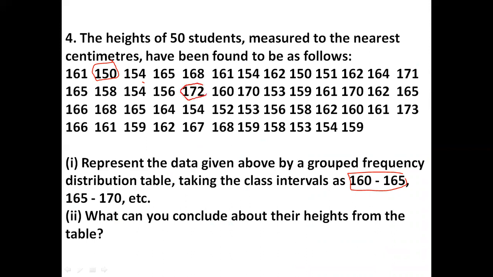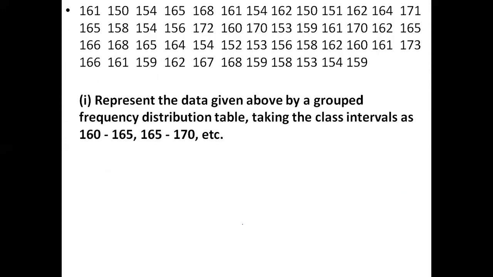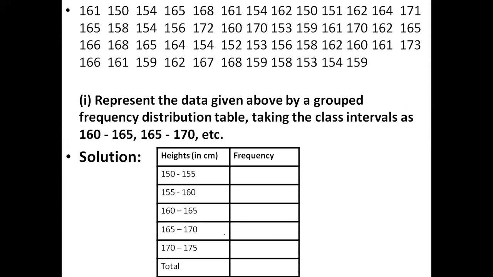So the class size has to be 5. So the final value has to be 175 because we are increasing by 5. Then what can you conclude about their heights from this table? We will only come to know about the heights once we draw the table. So this was the question. So let us draw the table.